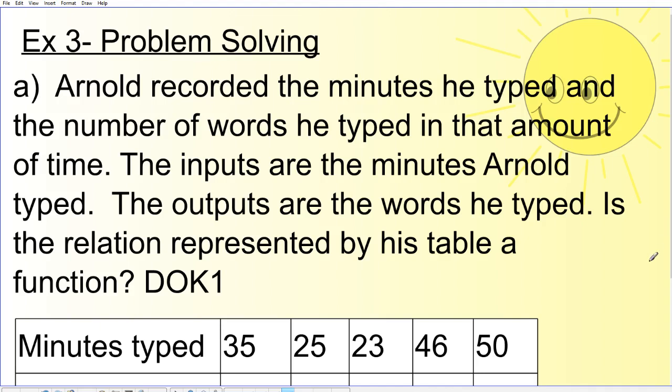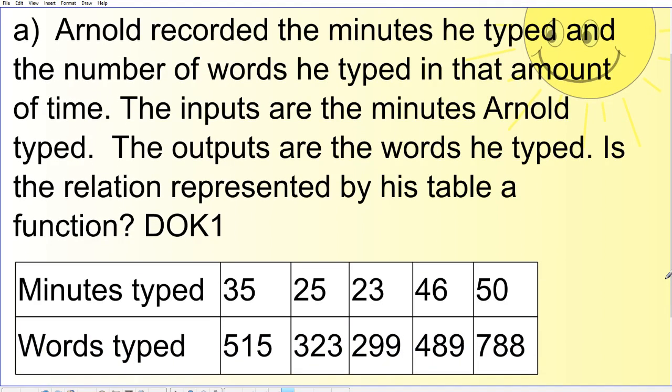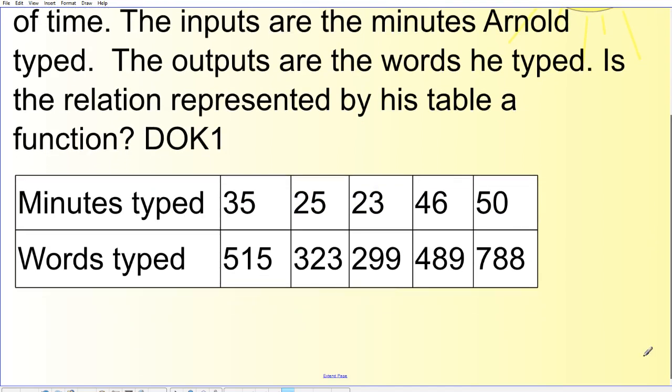Same idea, though. So the first one here says, Arnold recorded the number of minutes he typed and the number of words he typed in that amount of time. The inputs are the minutes Arnold typed. The outputs are the words he typed. Is the relation represented by his table a function? Okay, so we have a table.